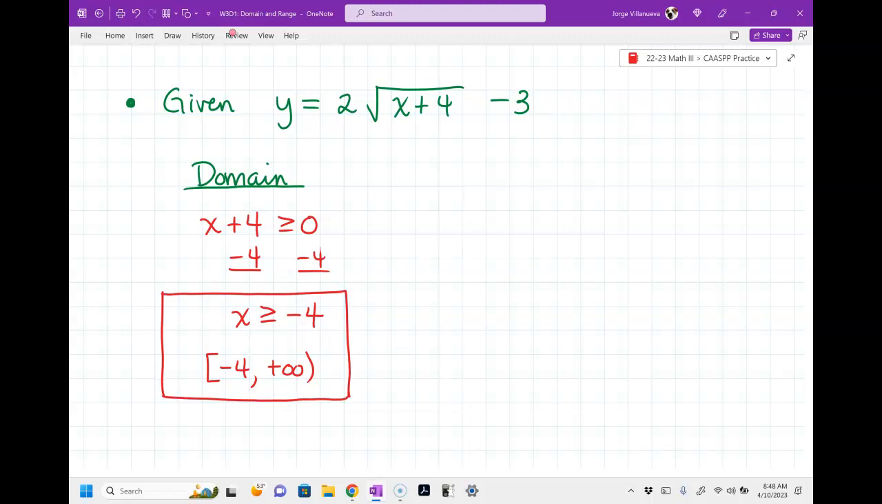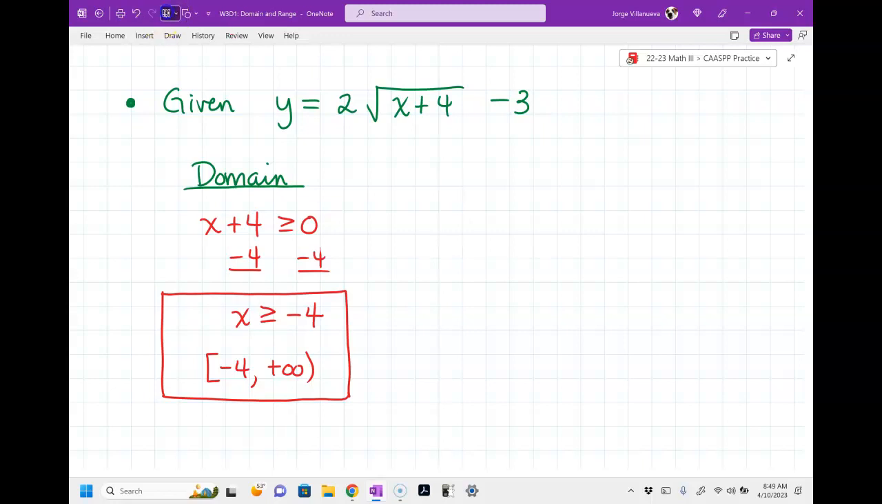Just look at the inside of the radical and make it greater than or equal to 0. Whatever's inside the radical, put it greater than or equal to 0 and solve for it. That's going to give you your domain. I just showed you two different ways that you can write it. The top one is correct, but I don't know which way they're going to want you to do it on the CASP. If they want you to do it in set notation, the bottom one, then you have to say, well, it has to be bigger than or equal to -4. That means it can be any number bigger than that or equal to -4. So I'm going to start with the bracket, -4 to positive infinity.